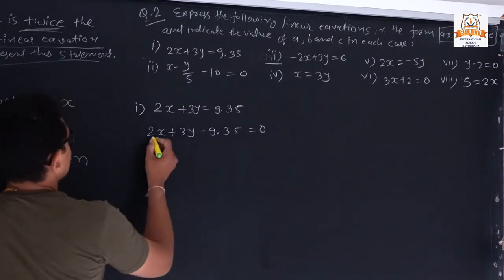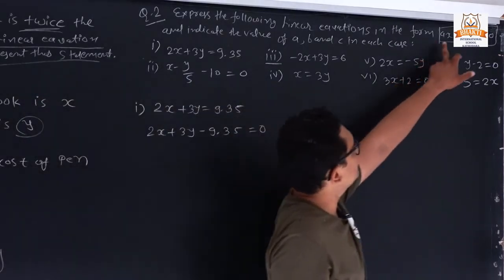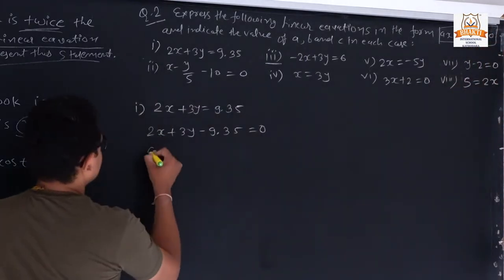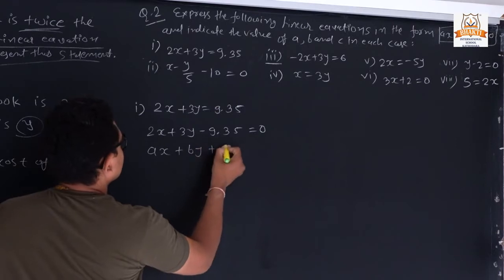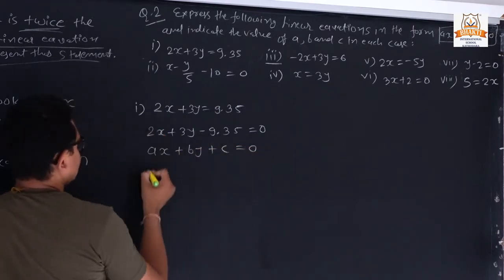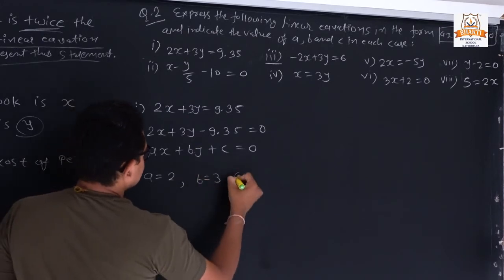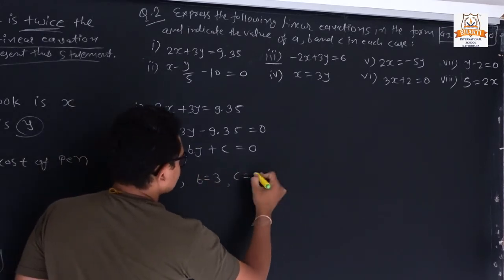Now match with our standard form. So what is our standard form? Ax plus by plus c. So what is the value? We can match with our standard form. So a is equal to 2, then b is equal to 3, and c is equal to minus 9.35.